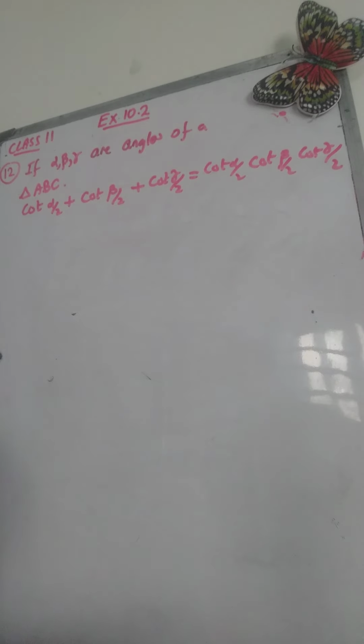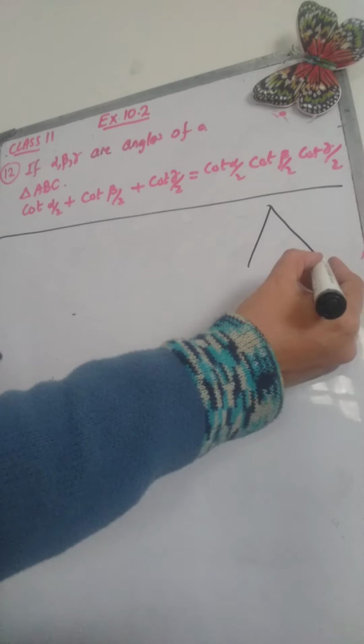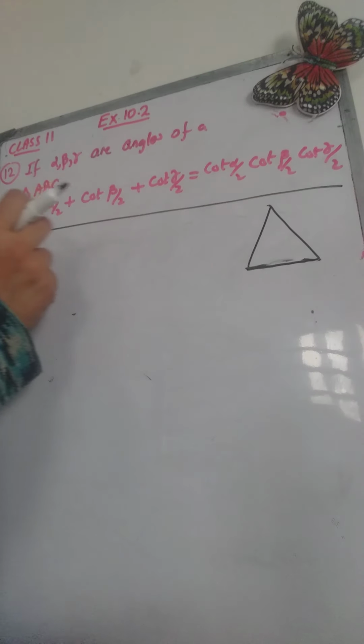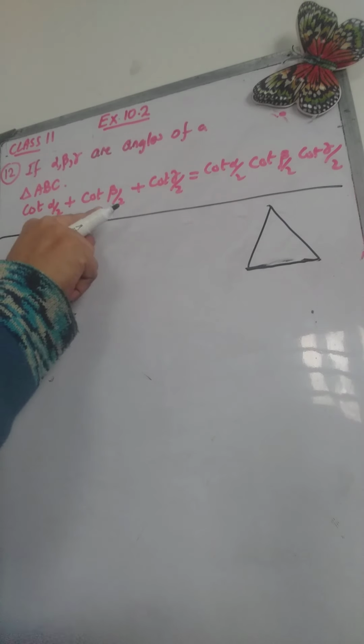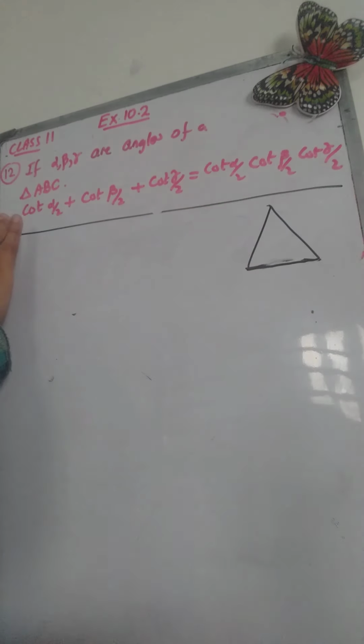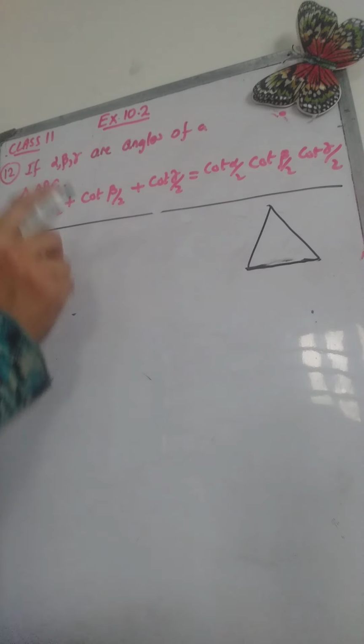Now question number 12. Questions 12 and 13 use the same method, so I am going to solve question number 12, and in the same way you can solve question number 13 of this exercise. The question is: alpha, beta and gamma are the angles of a triangle. We have to prove that cot(alpha/2) plus cot(beta/2) plus cot(gamma/2) is equal to cot(alpha/2) cot(beta/2) cot(gamma/2).